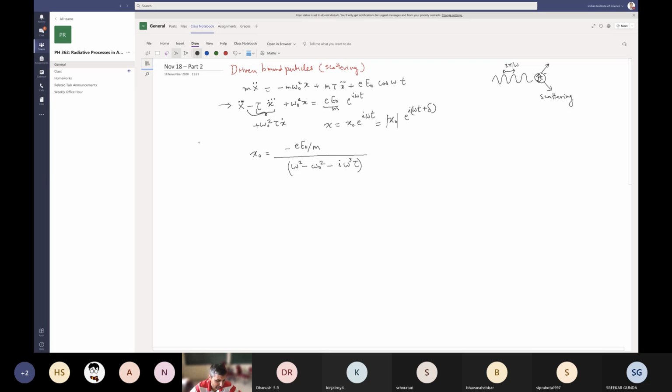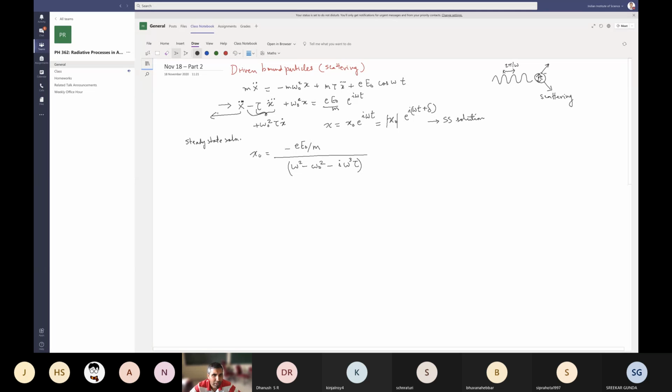This is the steady state solution, in the sense that we are looking at the solution at late times, so then it will evolve in this way. This is the steady state solution, after some time that it is exposed to this electric field. Right, so how do we get this?